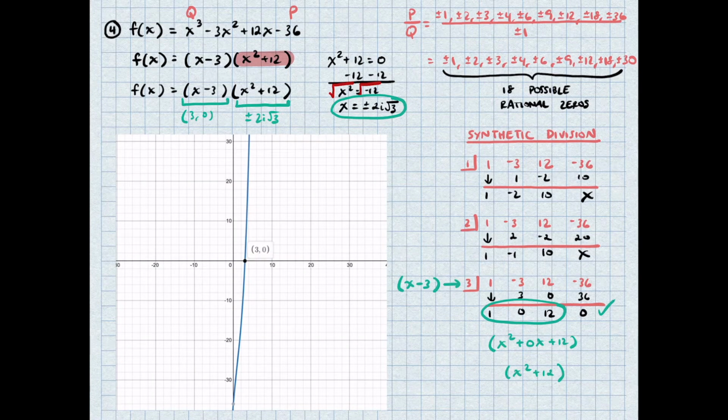Looking at a graph here, we can see the real zero of 3, 0. This right here is going to be the one real solution. And this right over here is going to tell us our two complex solutions. It makes sense here that we still have 3 total zeros because we had a cubic function. We just happen to have 1 real and 2 complex. Let's try a fifth one here.